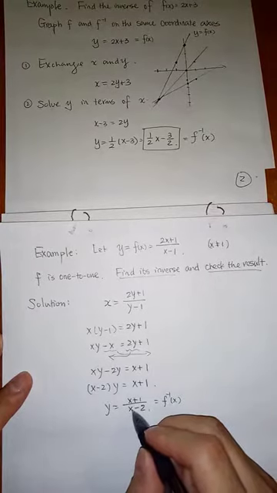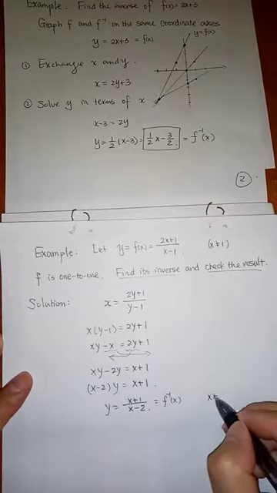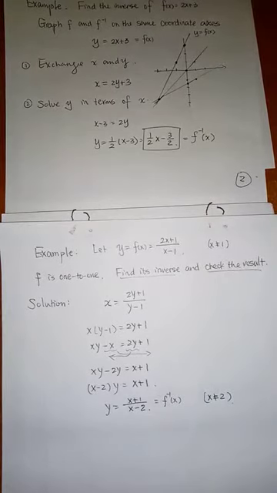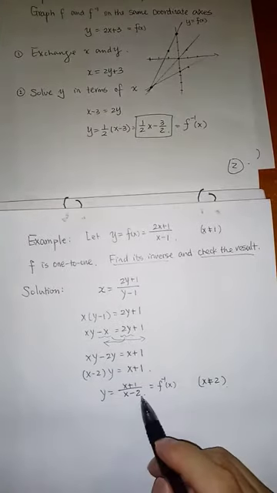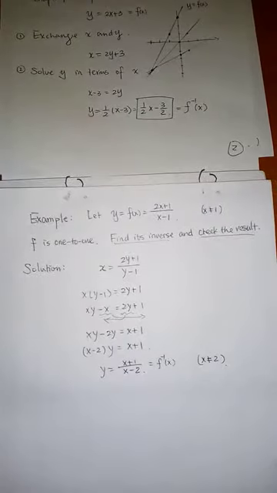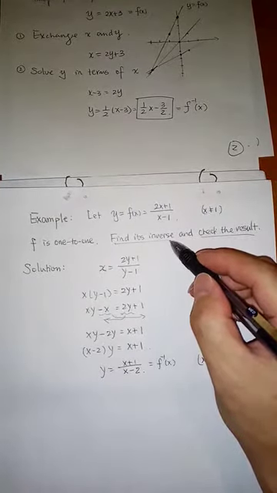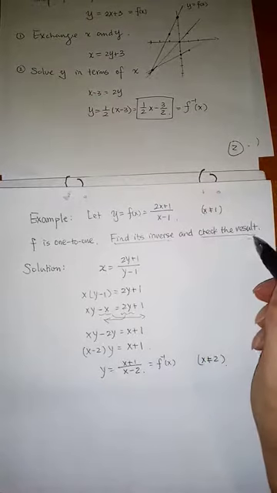Of course, here the domain is that x is not equal to 2. The original function has a domain x is not equal to 1. This function has a domain x is not equal to 2. Because when x is equal to 2, the denominator is 0. Okay, so we finished the first part of the question. Find the inverse.